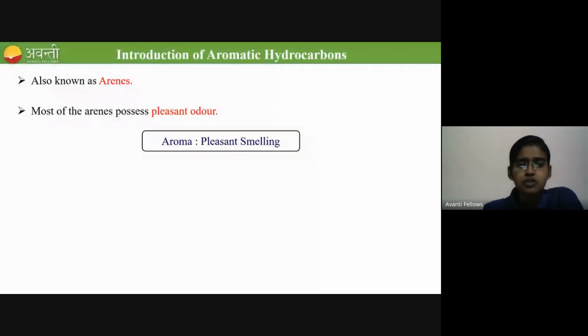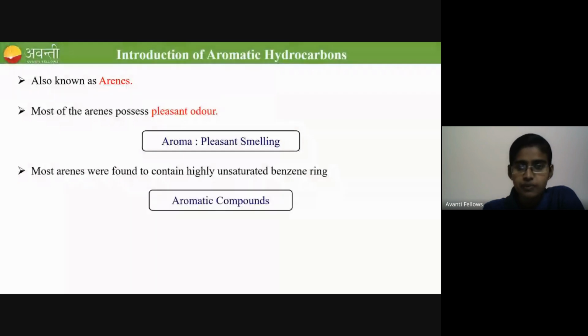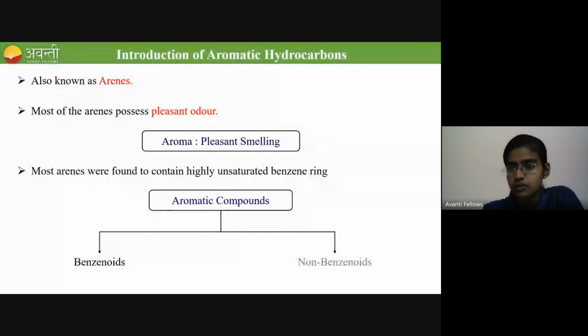And most arenes were found to contain the highly unsaturated benzene ring. So what is meant by unsaturation? The system containing double bonds and triple bonds. Most aromatic compounds contain this benzene ring, and those compounds are called aromatic compounds. Aromatic compounds are divided into two: one is benzenoid compounds and the other is non-benzenoid compounds. Non-benzenoid but aromatic. So what is the difference between benzenoid and non-benzenoid, students?